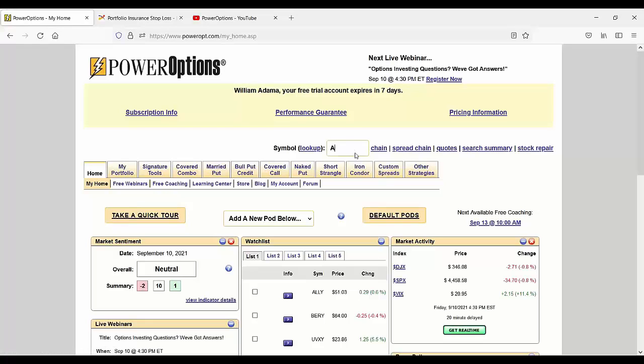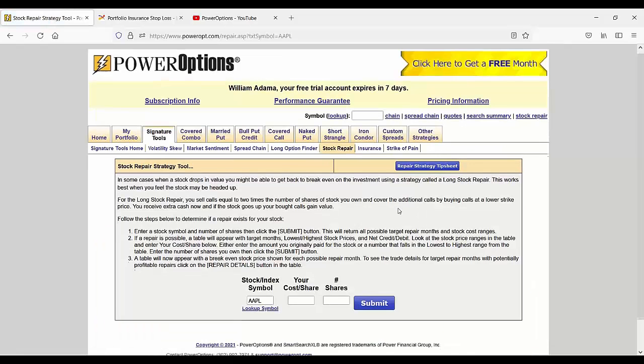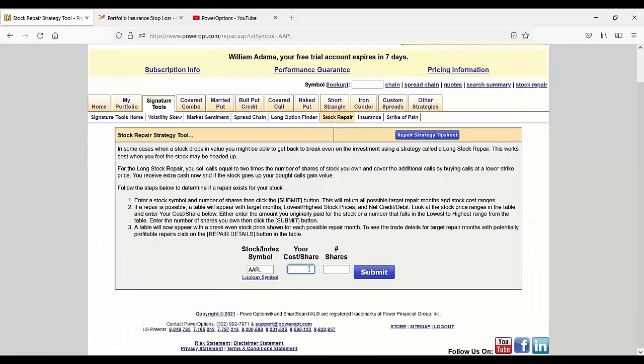We saw Apple take a little fall today. We're going to talk about that for Alice in just a little bit after Robert's question and another quick question from Stefania. But let's go to Apple, and we're going to go to the stock repair tool. And Apple ended today, I think, just below 150. I saw it at 149, somewhere around that range.